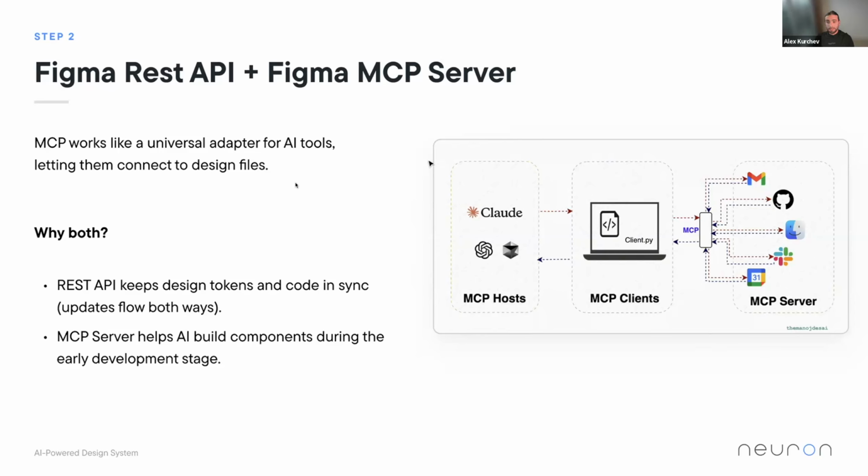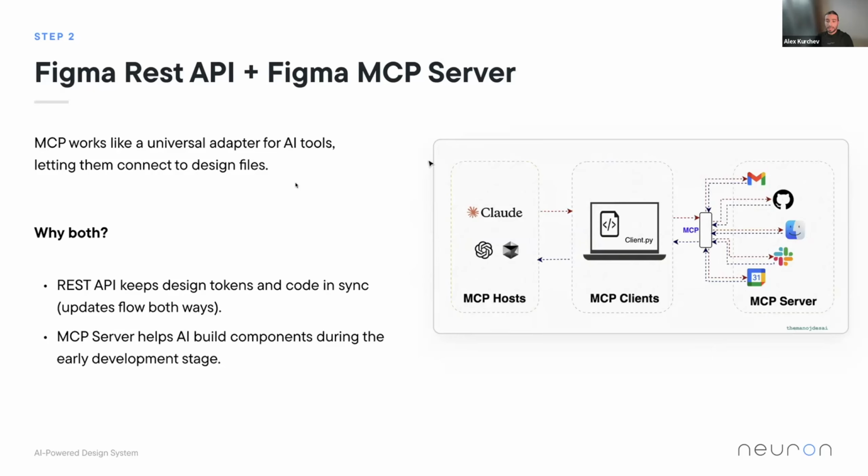And then MCP server is a quite new thing, and not many people know about that yet. But that MCP means Model Context Protocol, and that's like a universal adapter for AI tools. It lets AI models like Cloud, Gemini, and others connect to the design in Figma and see like the purpose of the design, the properties, the code syntax.